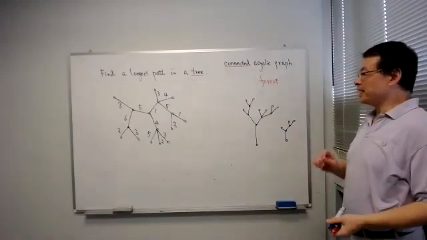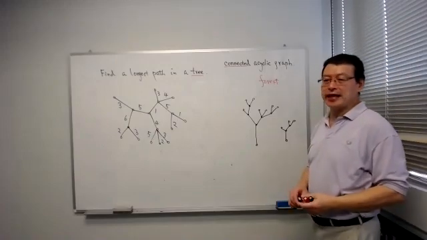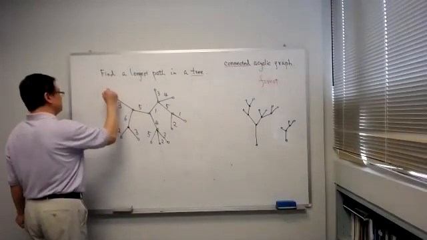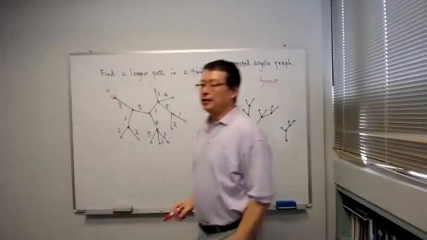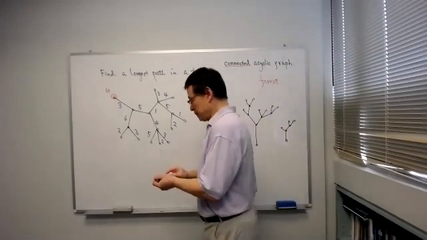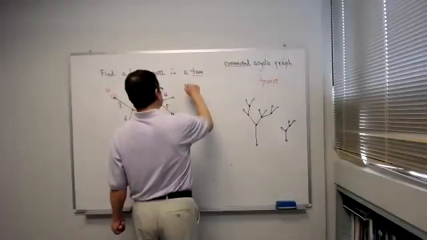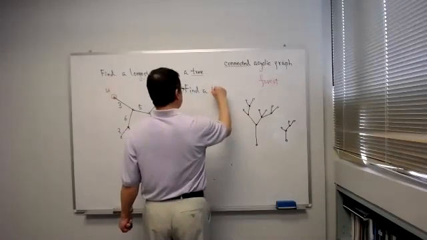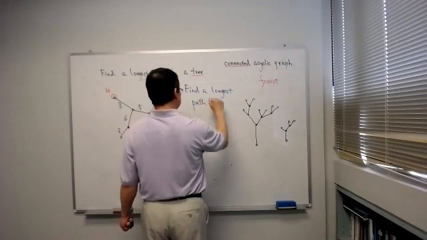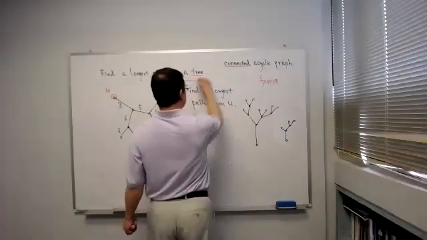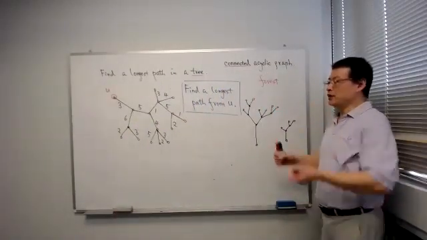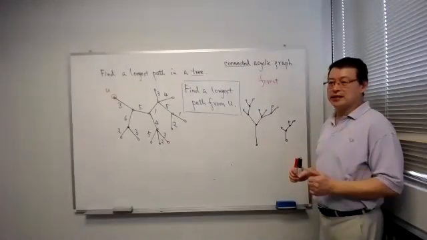All right. So in this case, what we'll do is start with any vertex. Maybe this vertex, U. Starting from U, we find the longest path from U. How can we find it? It's not trivial, but it can be done. It's not difficult at all.